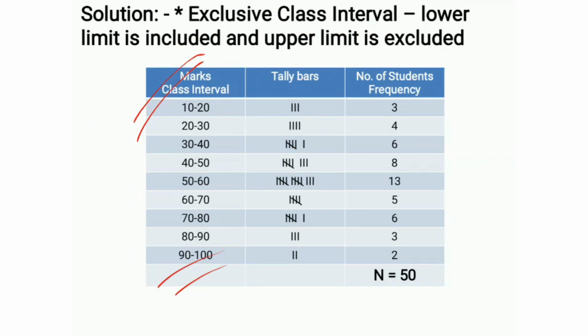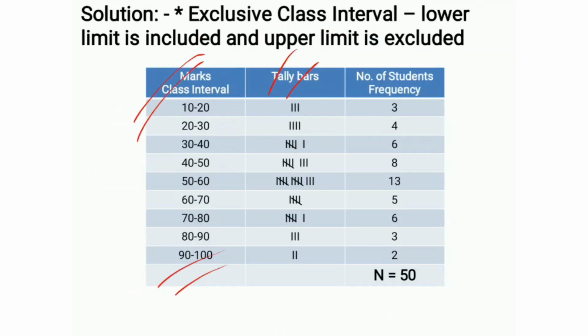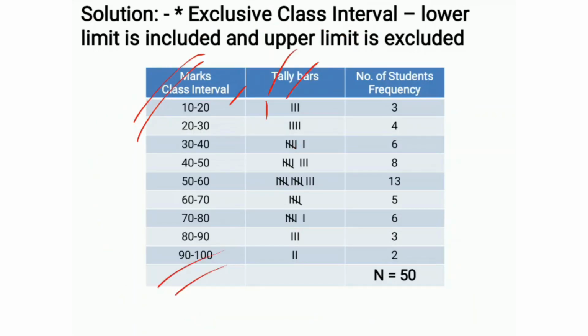So that is why up to 100 you can take the class interval. Write down the class intervals, and the next column we call tally bars. What are tally bars? As 11 belongs to the class interval of 10 to 20, put a tally bar there. Similarly, 29 belongs to 20 to 30, a bar.